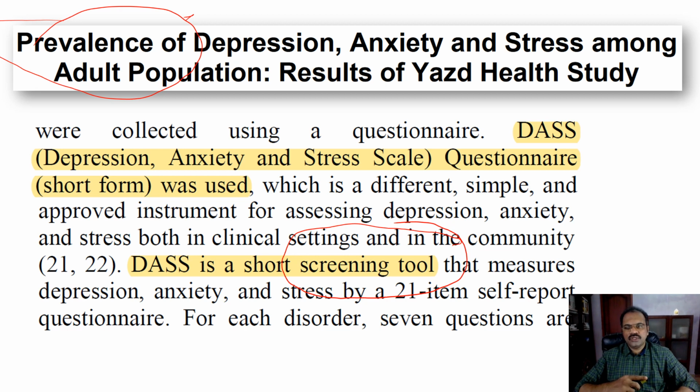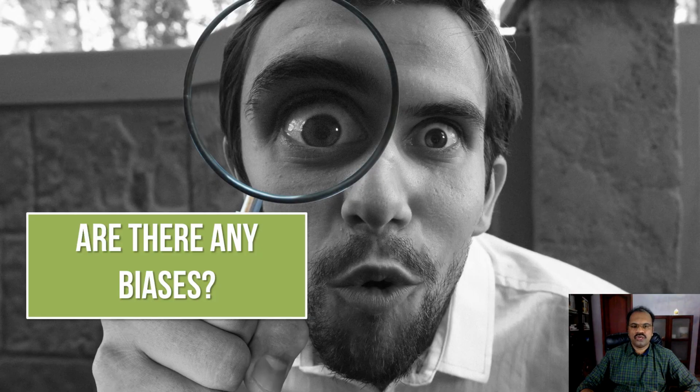So with a screening tool, you cannot make a diagnosis of depression or anxiety or stress. If you want to assess the prevalence, you have to use either a diagnostic clinical interview or some of those diagnostic tools like SCAN that we have in psychiatry. If it is not done, you cannot say that the authors used the right tool. You cannot say that this is the prevalence of depression. So whether this kind of mistake is there, that you have to assess.